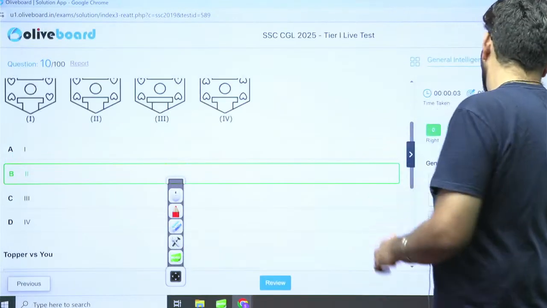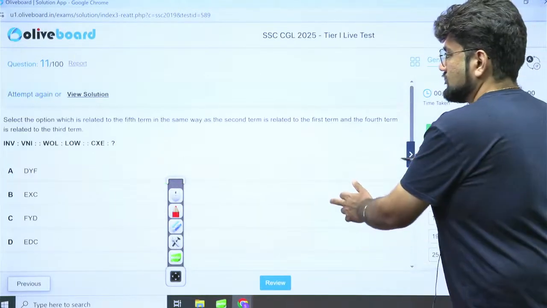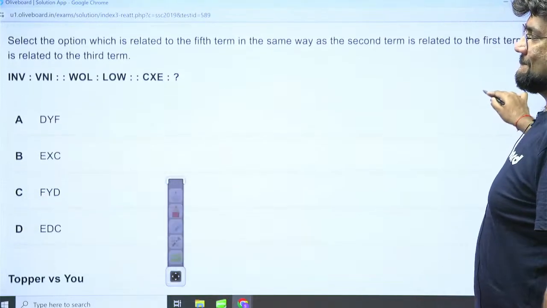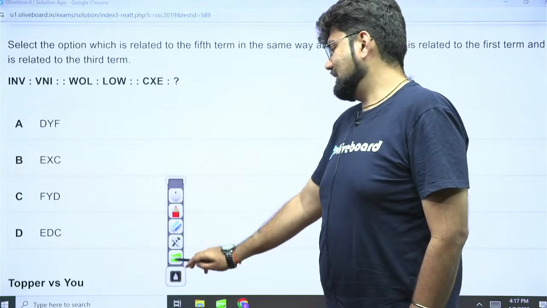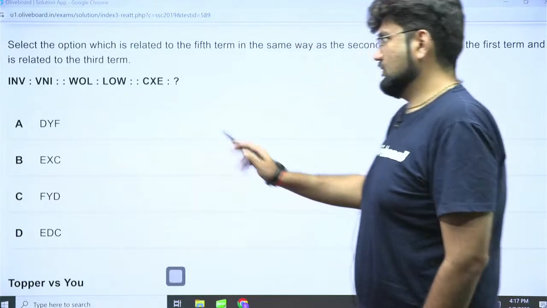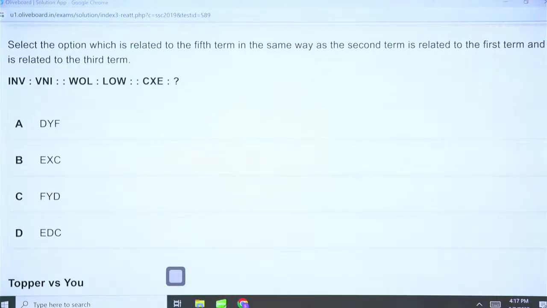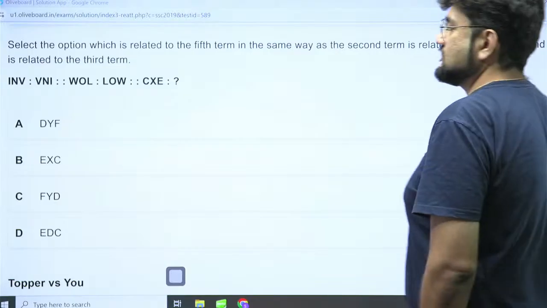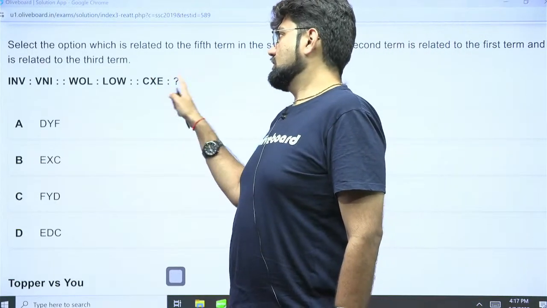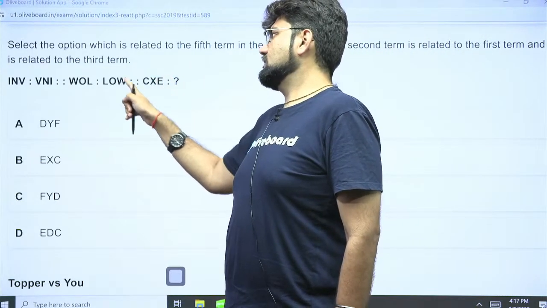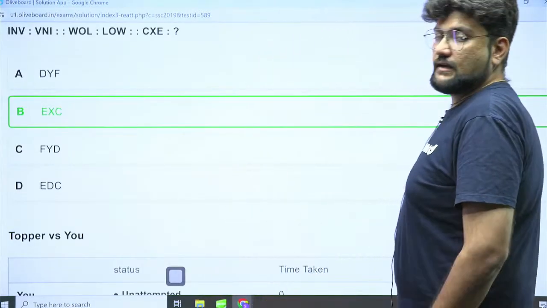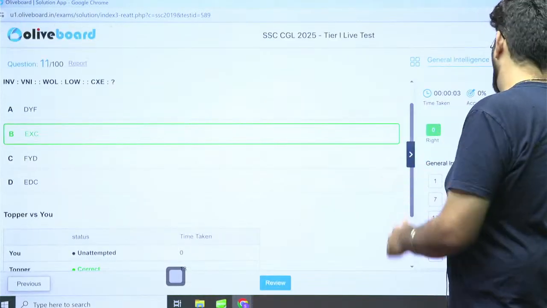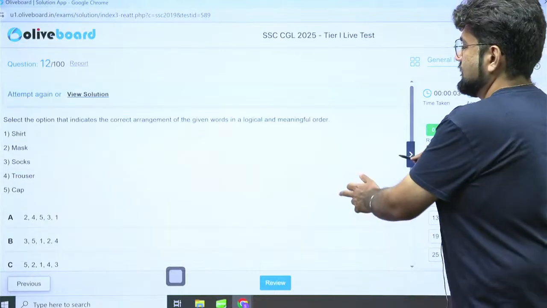Next. We don't need to spend any time here. Just look at what is happening. INV, VNI, WOL, LOW, CXE, EXC is there in the options. They are simply flipping directions. EXC. Okay. So option B is the correct answer. Good. Very good. Excellent. Next.